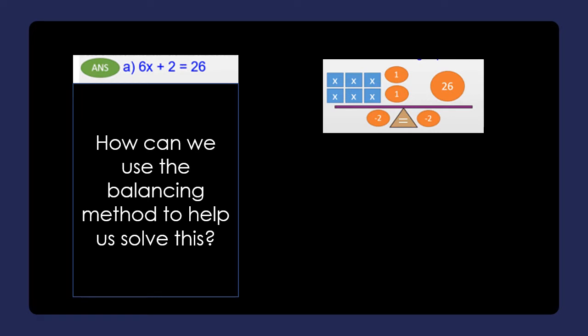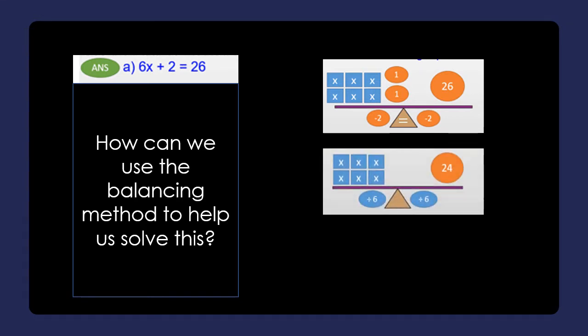You'll see we've got 6x because we've got 6 groups of x, and we've added 2, and that is equal to 26. And now we're going to take away 2 from both sides, and that is what we have left. 26 take away 2 is 24. And then our 6x is still there, but the 2 that was there has now been taken away. So now those two are balanced.